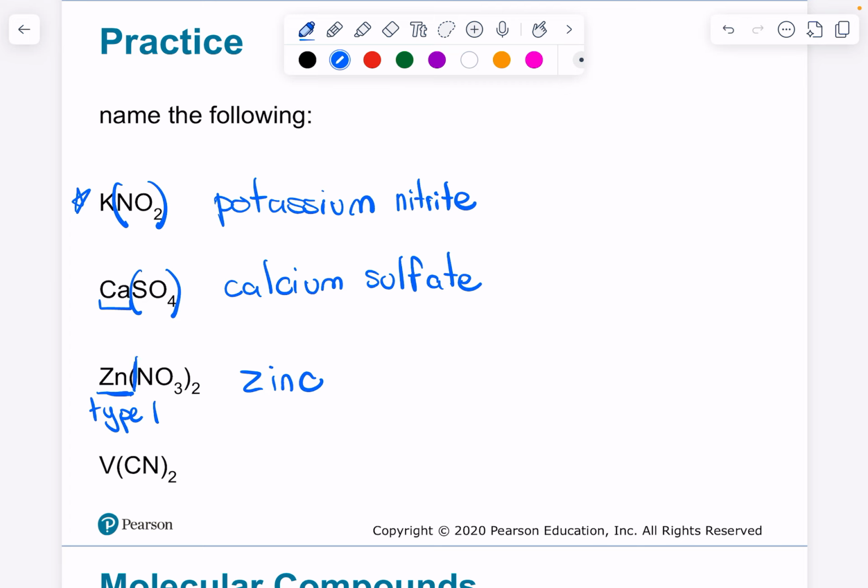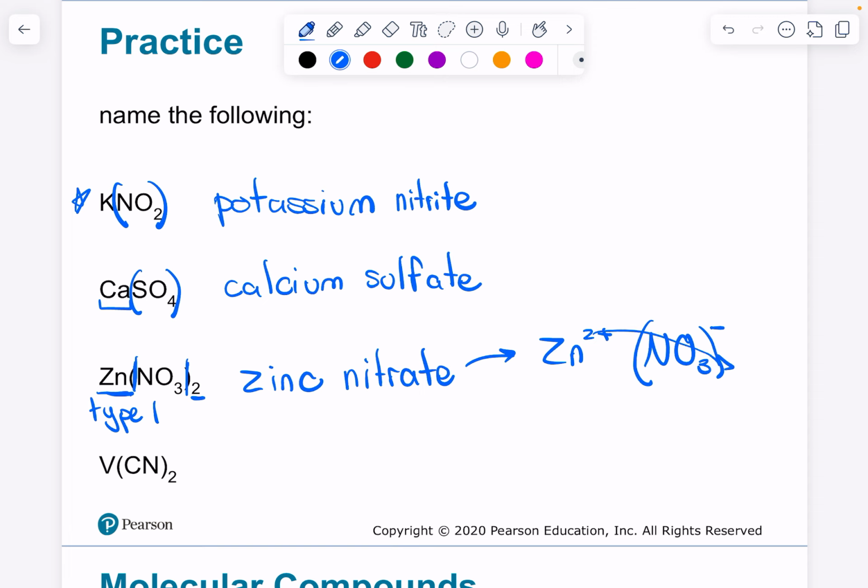Okay, and then this guy is nitrate. So zinc nitrate. We don't have to say how many there are of each because that is implied in the name, because we know that zinc is a 2+. So if we were going from name to formula, this is how we would do that. Zinc 2+, NO3 minus, and I would encourage you to always put parentheses around the polyatomic ions.